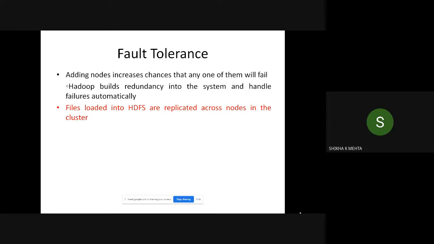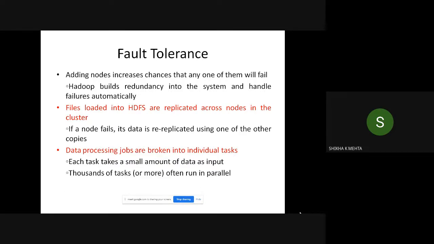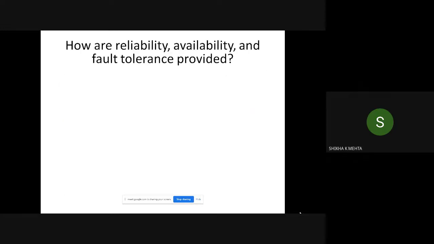So files loaded into HDFS are replicated, and if a node fails, data is re-replicated using one of the other copies, and data processing jobs are broken into individual tasks. Each task takes a small amount of data as input. Thousands of tasks often run in parallel in these systems. And if a node fails during the processing, each task is rescheduled elsewhere, as I have already explained to you.